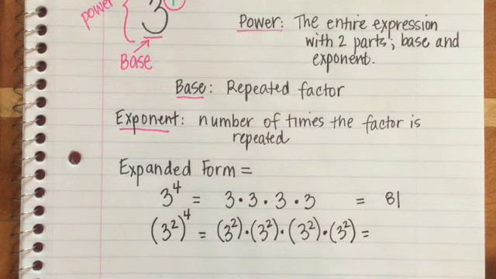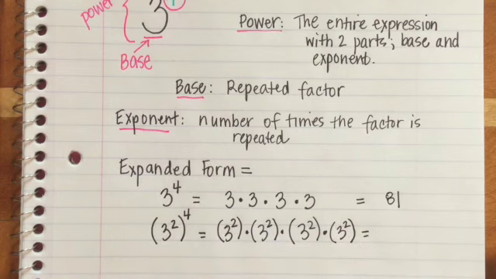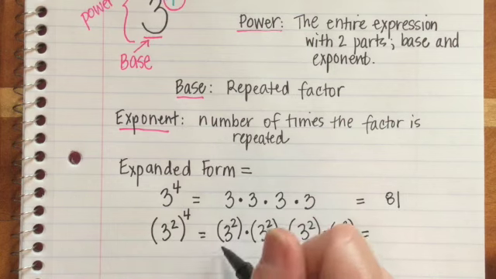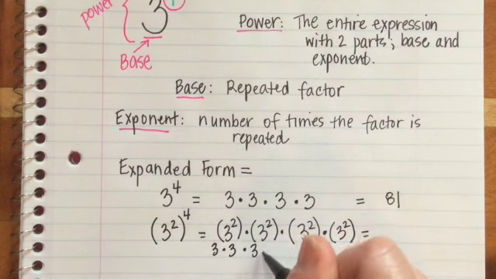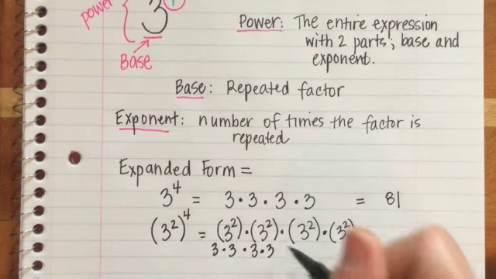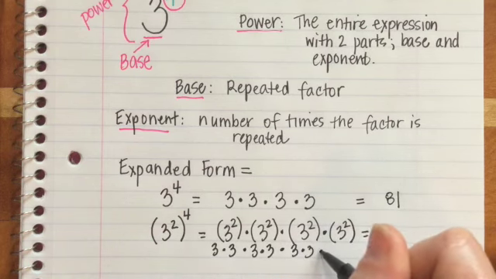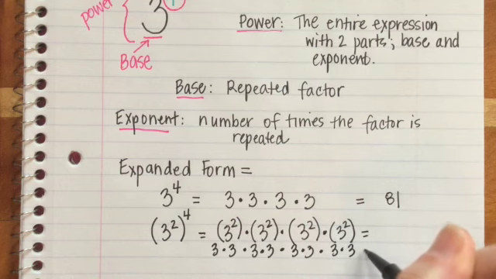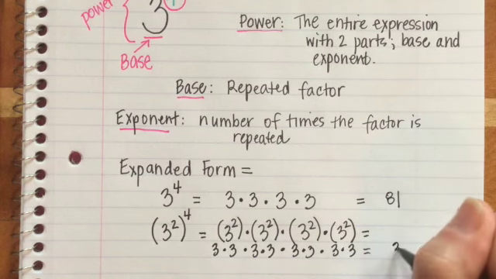But if I need to expand that guy way out, each one of these parentheses holds a 3 squared, meaning I have 2 3's sitting in there, right? So I've got a 3 times 3 in there, times a 3 times 3 there, times a 3 times 3 there, and then a last one. So I had 4 sets of those, which means I have 1, 2, 3, 4, 5, 6, 7, 8 of them.